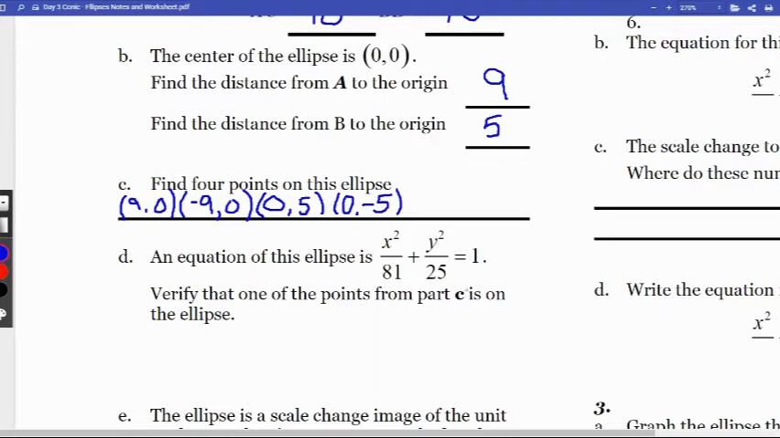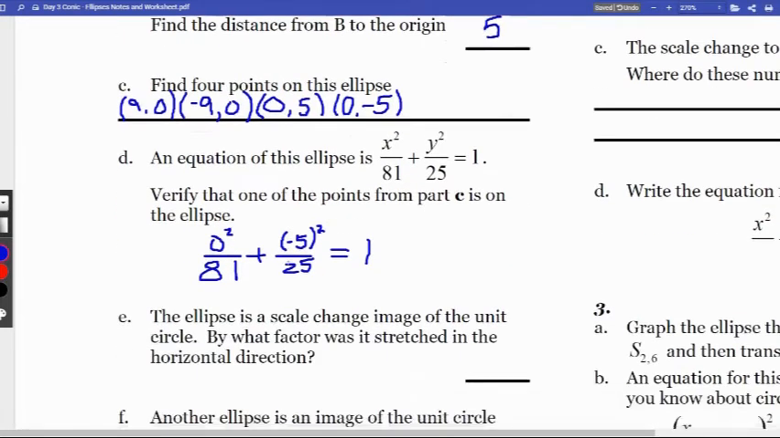But this question is just asking to verify that one of these points is on the ellipse. It'll work for all 4 of them, but I'm just going to choose 0, negative 5 as the one that I plug in. Plug in 0 in place of x, 0 over 81, plus negative 5 squared. Negative 5 squared, of course, is 25. So I've got 25 over 25, which is 1. And of course, this fraction is equal to 1. This fraction is equal to 0. And honors functions and trig class, 1 plus 0 is equal to 1. So it looks like that one works, and it would work for all 4 of those.